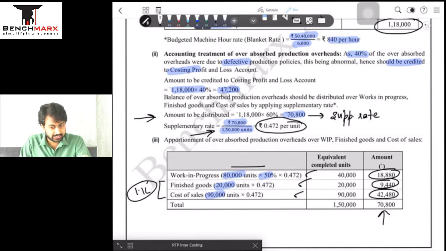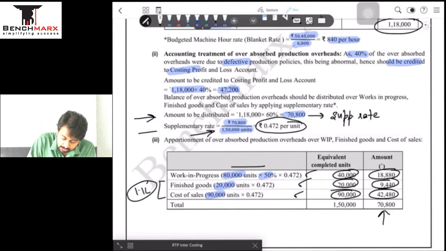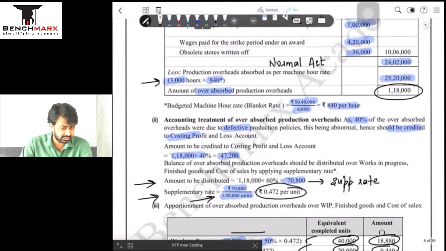The other way you can get this is simply allocate 70,000 in the ratio of 40:20:90, and I will get the same numbers. However, ICI has always found supplementary rate, so I would recommend that you also find supplementary rate. But supplementary rate is to be always found by using the equivalent output, and always express WIP in terms of finished goods. Only then can I find the exact supplementary rate. Exact question was there in the previous RTPs with numbers changing. However, we have solved this question, so it shouldn't be a problem at all.